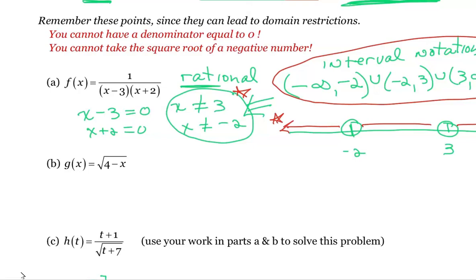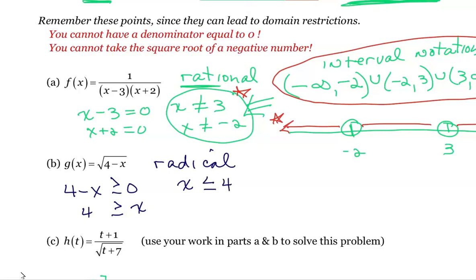All right, so for this one, it's a radical function. Okay, so radical functions can't have a negative underneath. So therefore, this expression underneath has to be greater than or equal to 0. That means 4 has to be greater than or equal to x. Read it backwards. X has to be less than or equal to 4.